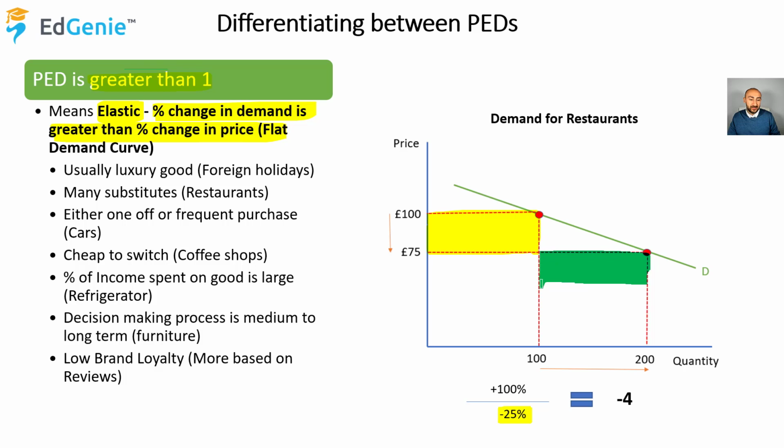So if you were to calculate it and put the PED into the equation, you're going to end up with a 100% increase. Remember, new minus old divided by old times 100. We get 100% divided by negative 25%, and we end up with 4.